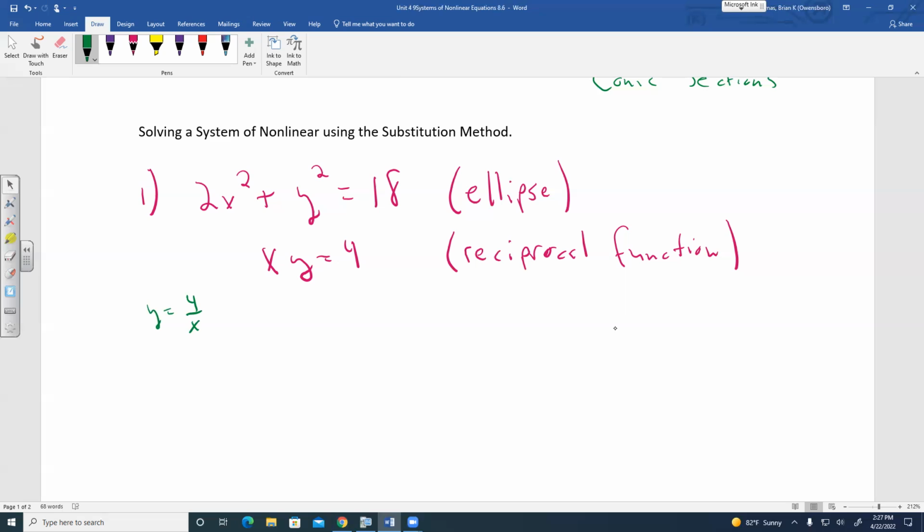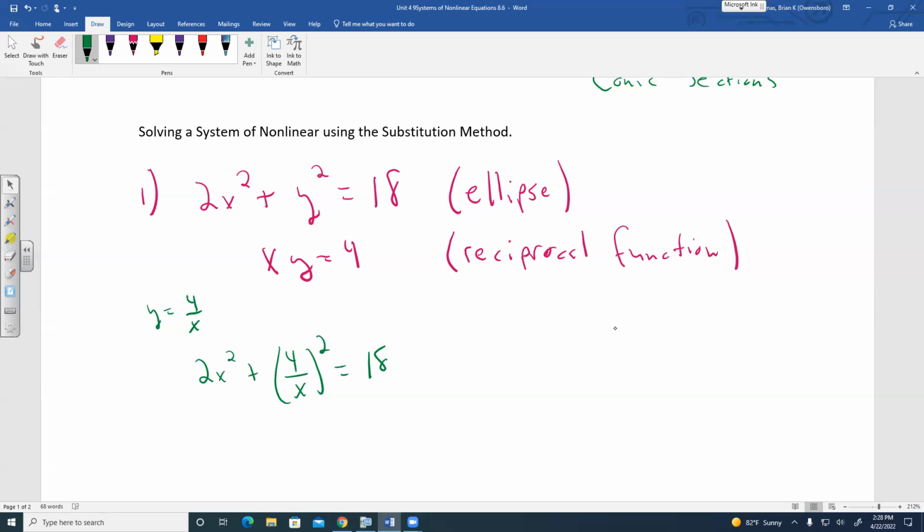This equation is a lot easier to solve for y or x than the top equation, because you're going to have some plus or minuses there, which creates a complication. So now we're going to replace y with this 4 over x. This becomes then 2x squared plus (4 over x) squared equals this 18.